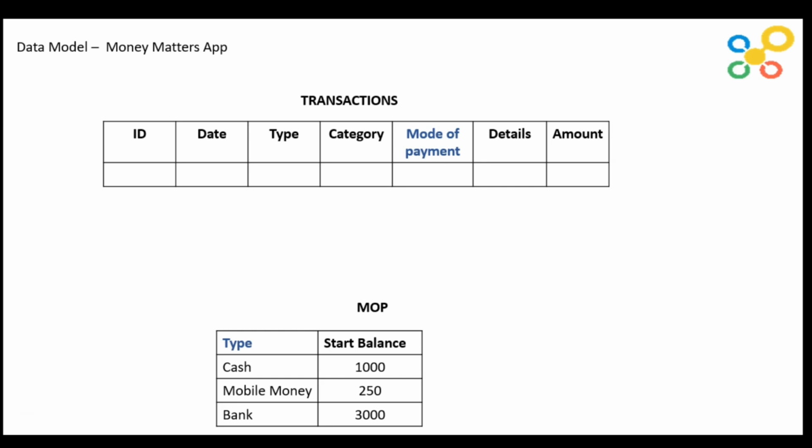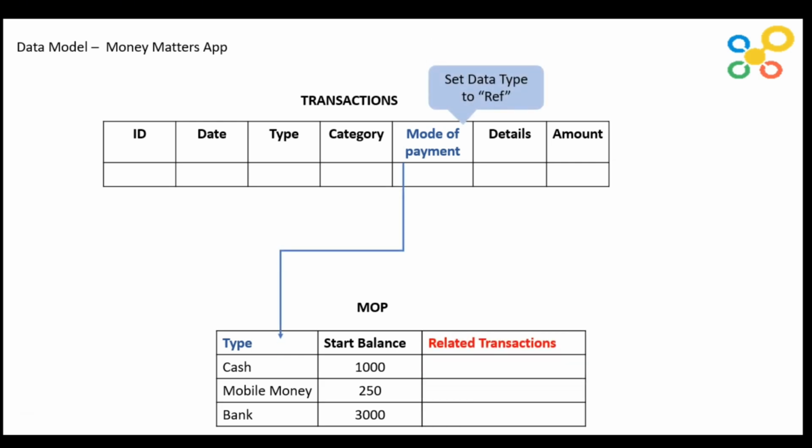Now to create a relationship between these two tables, all you need to do is to set the data type of the mode of payment in AppSheet, that's in the transaction table, as ref. So there's a special data type for columns that are connected to a dimension table. So in the fact table, we're going to set the mode of payment data type to ref. By doing this, you establish a relationship between this column and this table.